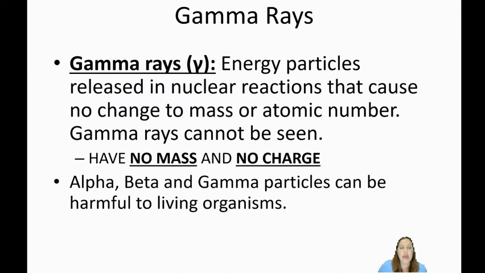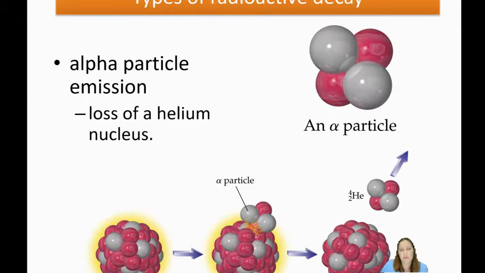So gamma rays are high energy particles, and they're released in these nuclear reactions. They have no change in mass and no change in atomic number. They can't be seen, but they can do a lot of damage. Okay, alpha, beta, and gamma particles can be harmful to living organisms. If you think about it, they're going to end up getting into cells, and you can destroy cells with this radiation, right?